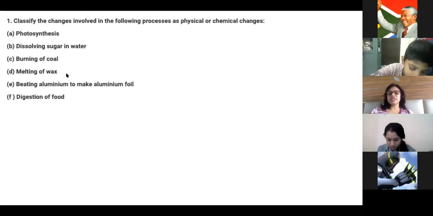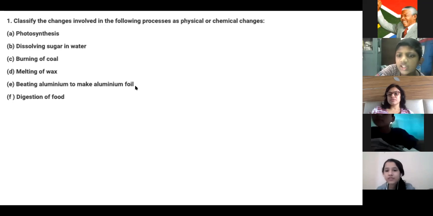Okay. Physical. Burning of a candle में दो चीजें आती हैं, एक melting of wax, एक burning of wick. So burning is chemical. Beating aluminium to make aluminium foil. Physical. Yes. Digestion of food.